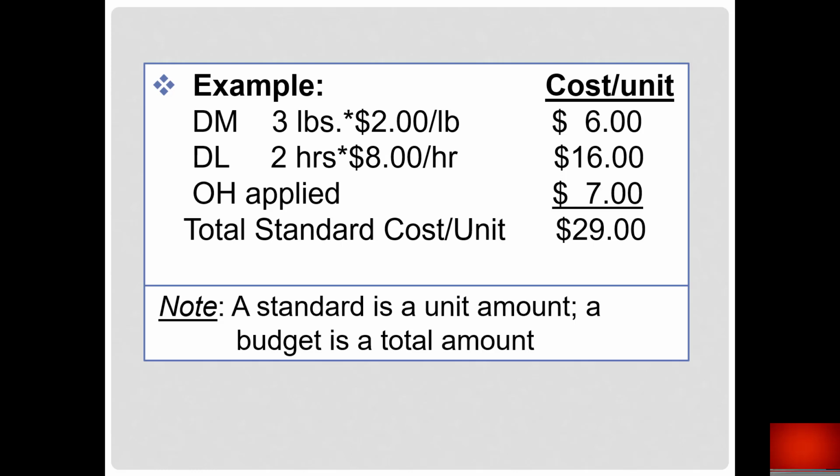This is an example of what a standard would look like. You'll notice that we've got the quantity, 3 pounds, and the price that should be paid, $2 per pound. So that's $6 per unit. With labor, 2 hours at $8 per hour, or $16 per unit. And overhead applied here is $7 per unit, giving us a standard cost per unit of $29.